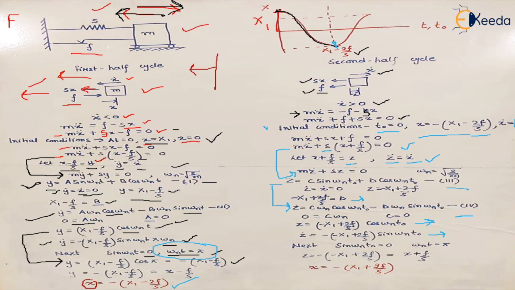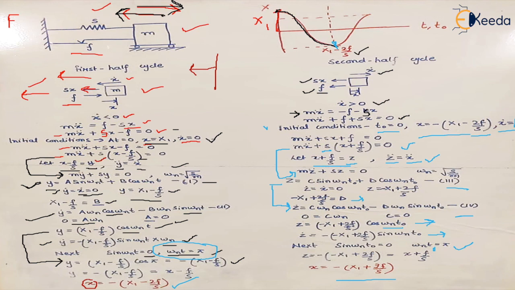The initial condition said that the velocity is equal to 0. So next time the velocity will again be equal to 0 when omega n t will be equal to pi. If we place omega n t naught as pi in this equation, what will it become? It will become z is equal to minus x1 plus 2f upon s. And we assumed initially that z is equal to x plus f upon s. So when we place this value, we get the displacement as minus x1 plus 3f upon s.